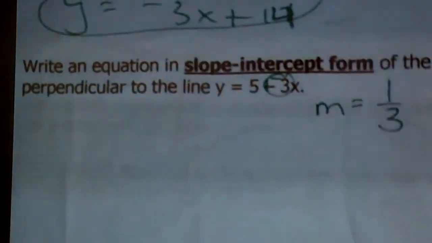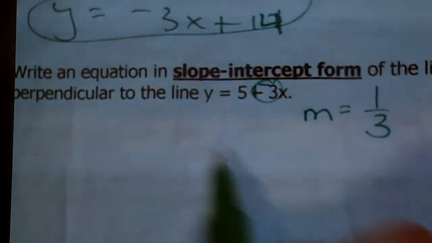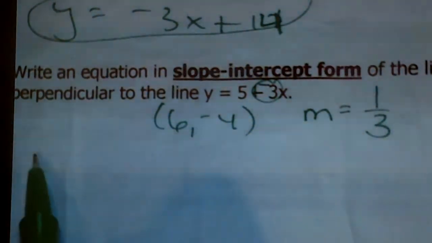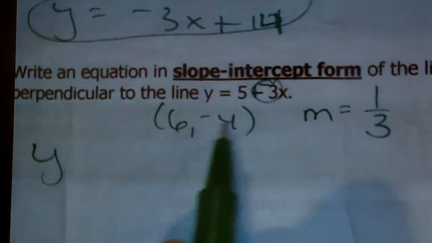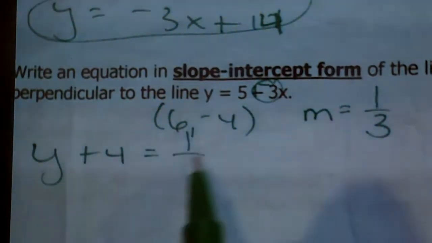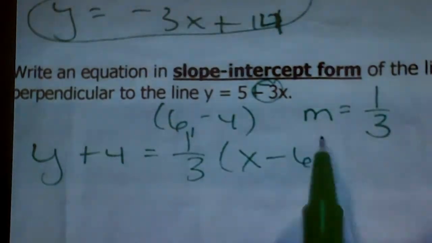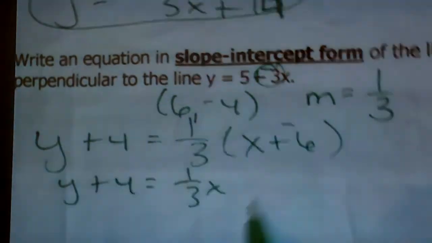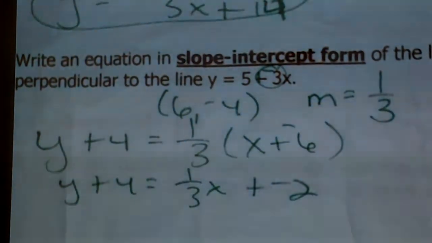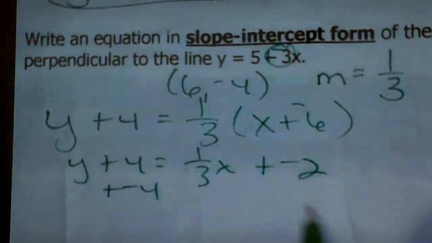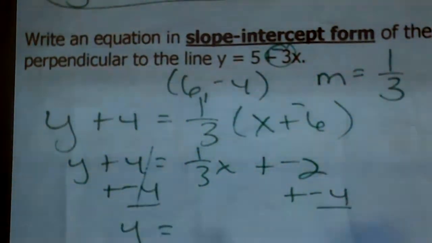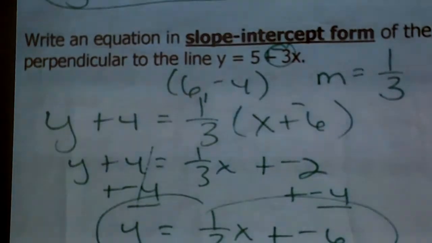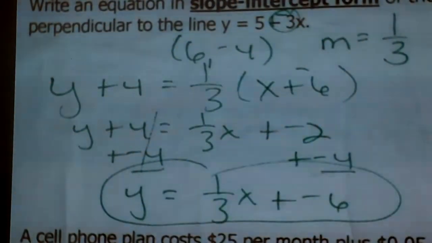So for this one, I'm going to do the same thing I did above, but I want to use 1/3 for my slope. You're still going to use (6, negative 4) for your ordered pair. So I'll plug it into the point-slope form. y minus negative 4, or y plus 4, equals my perpendicular slope times the quantity x minus 6. We're going to go ahead and distribute. So now I have 1/3 x, and it ends up being plus negative 2, or minus 2, whichever one you wrote is fine. I'll add a negative 4 to each side so that I can get y isolated. And y equals 1/3 x plus negative 6, or 1/3 x minus 6. Either one at this point in your math careers is fine.